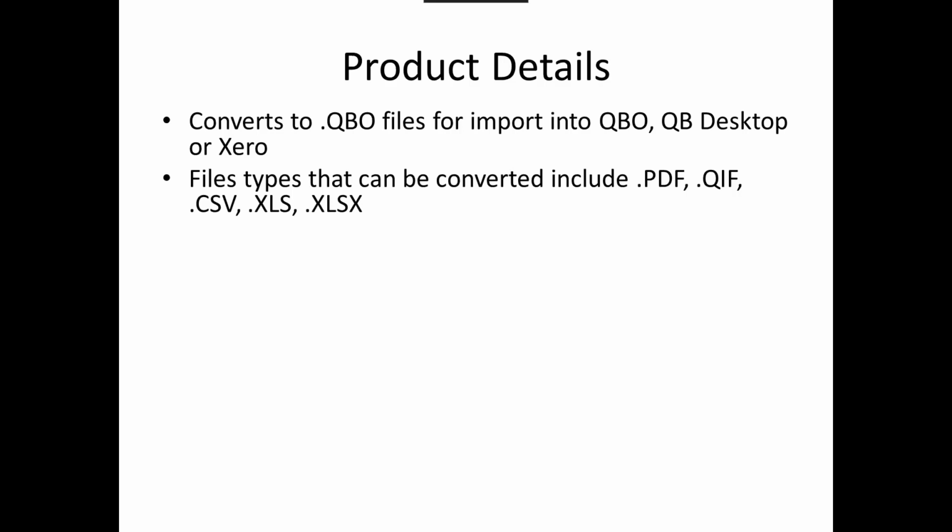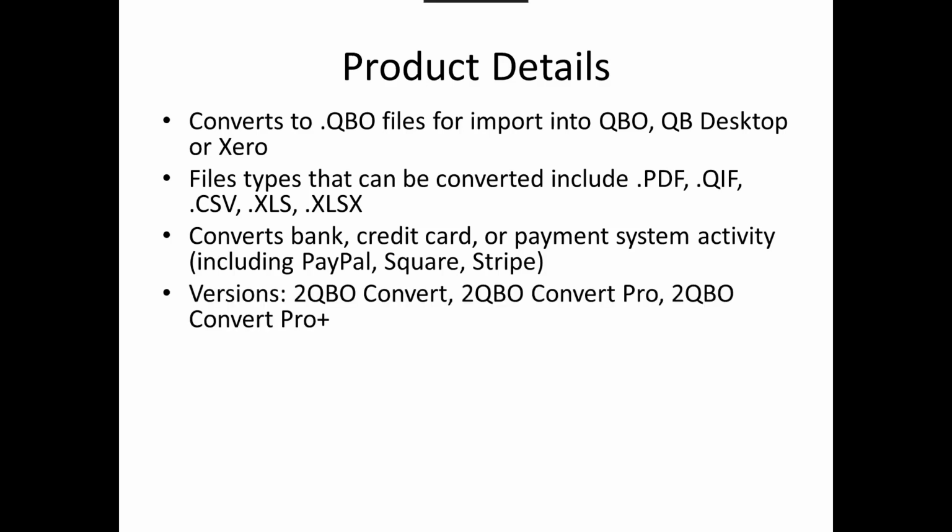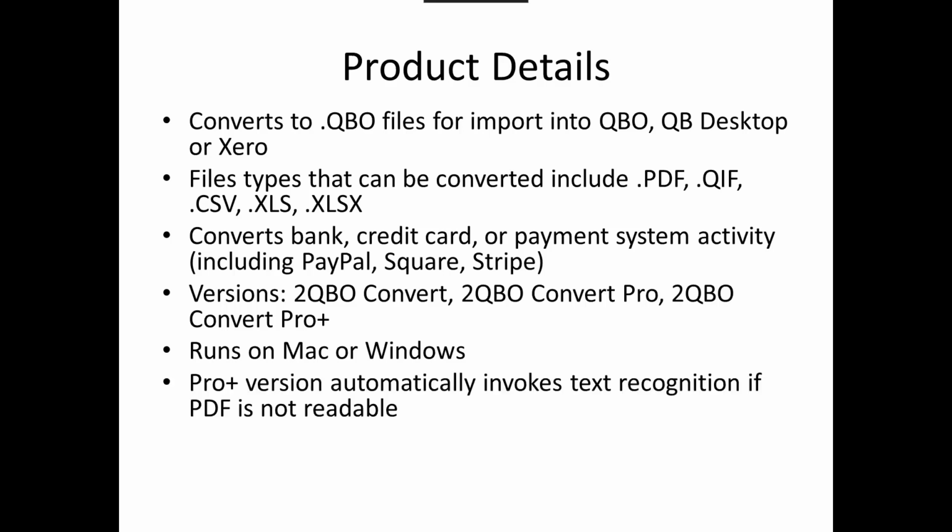The file types that can be converted are the typical ones that you can download from banks, including PDFs, QIF, or various flavors of Excel files. You can do bank statements, credit card statements, or payment activity statements. It comes in three flavors, including Convert, Convert Pro, and Convert Pro Plus. It can run on Mac or Windows desktops.